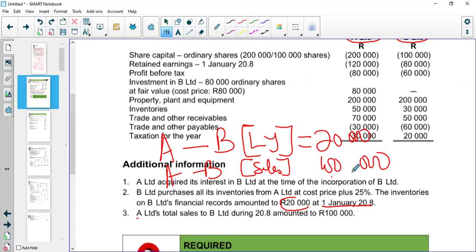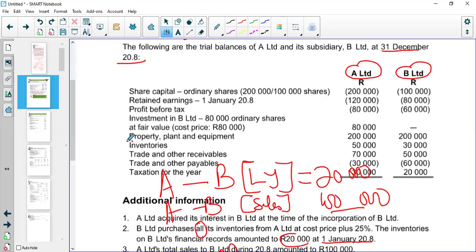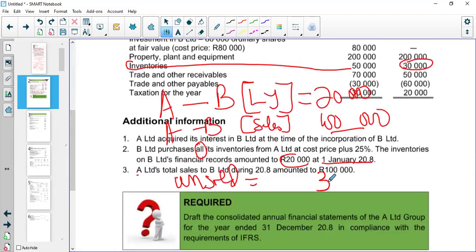Then out of that 100,000 that was sold, the unsold inventory at the end, the closing inventory, we have to check now in the records of B, because we have been told that all was bought from A Limited. So we go to inventories and we see that it's 30,000 remaining. But we're going to take the whole amount because all the inventory was bought from the parent.